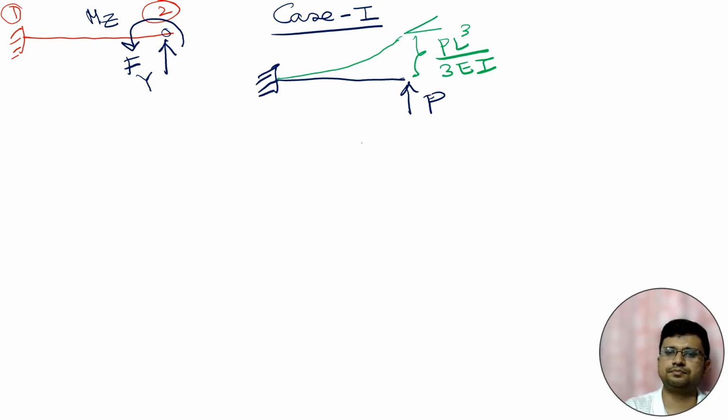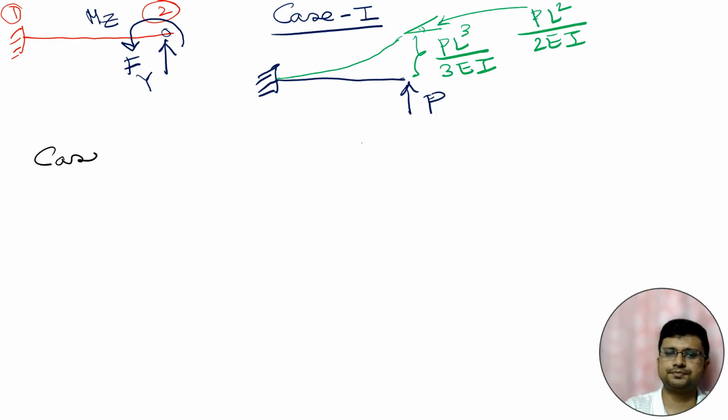Now what will be the slope? This slope or rotation will be PL square by 2EI. From the basic concept of strength of materials, we know that the slope will be PL square by 2EI. Now, this is case 1.